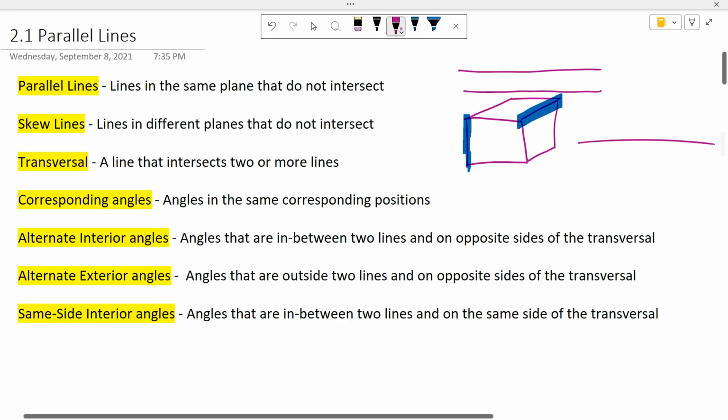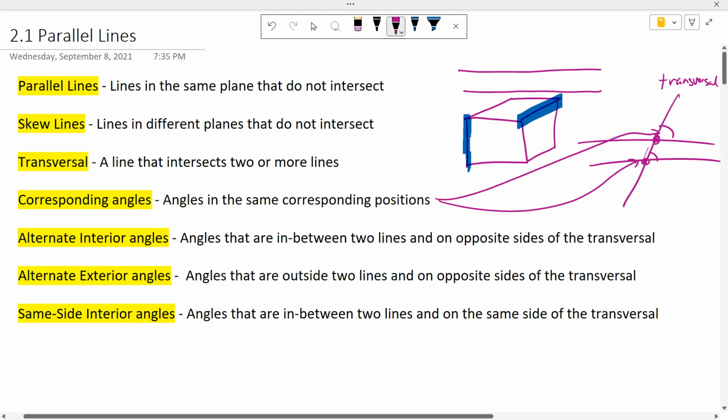Now, a transversal. If we have parallel lines, a transversal is a line that hits two separate lines. So this is a transversal right there. These are the lines that it hits. Now, corresponding angles are these two angles. They're in the same corresponding position.